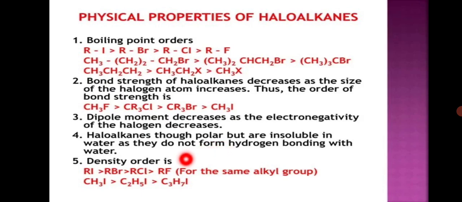The next point is regarding the density. So density order also you can see. As the halogen size decreases, the density also decreases. So alkyl iodides have more density than alkyl bromide, than alkyl chloride, and the least density is the alkyl fluoride. So density depends upon the size of the halogen atom. As the size of the halogen atom decreases, the density also decreases.